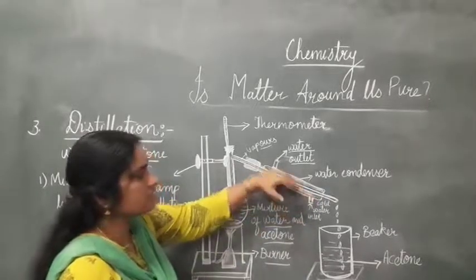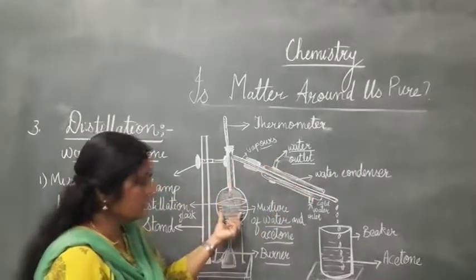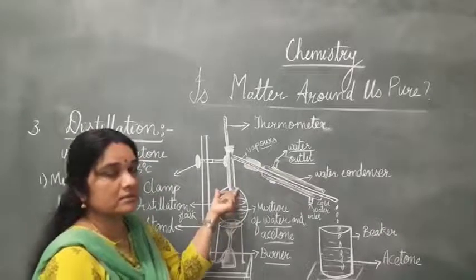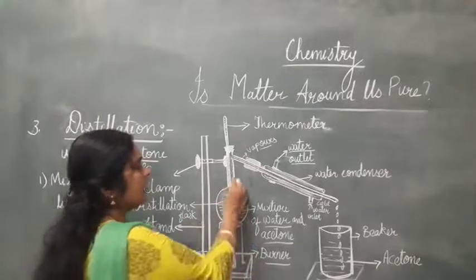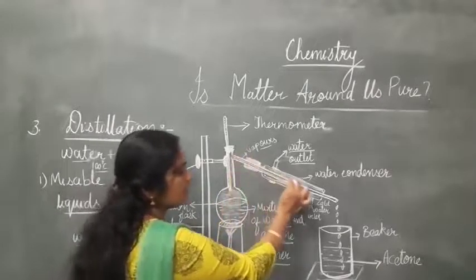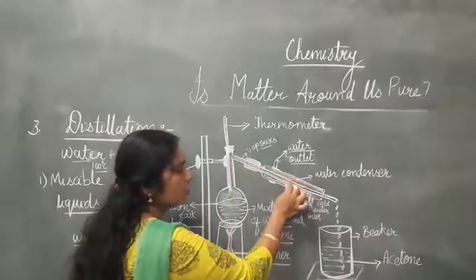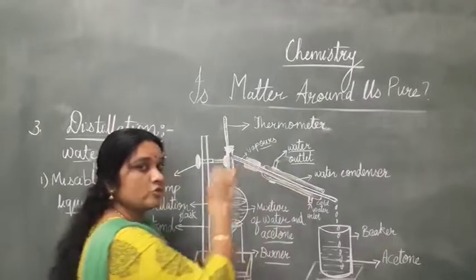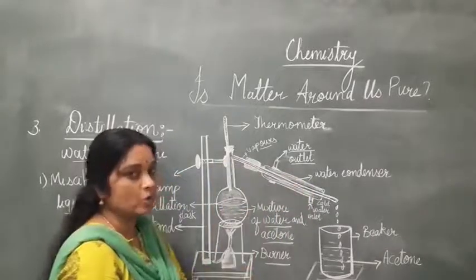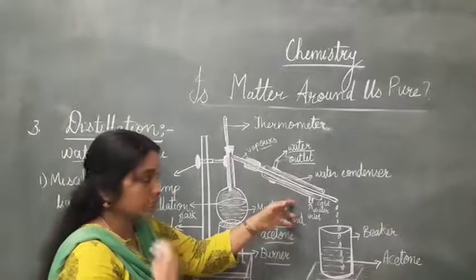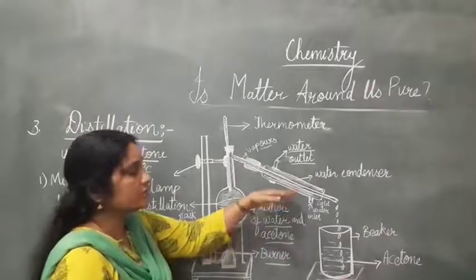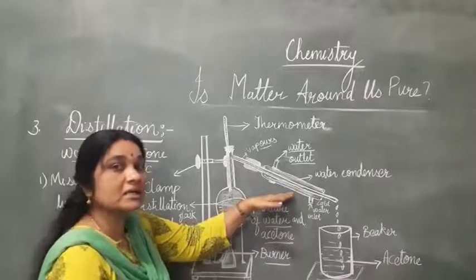When a liquid changes into vapor, what is that process known as? Evaporation or vaporization. And then what happens? The vapors will pass through here, and the cold water will cool the vapor. So the vapors of acetone will turn back into the liquid state. That process is known as condensation.